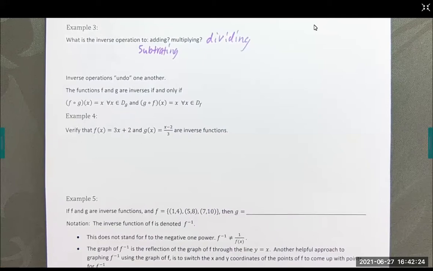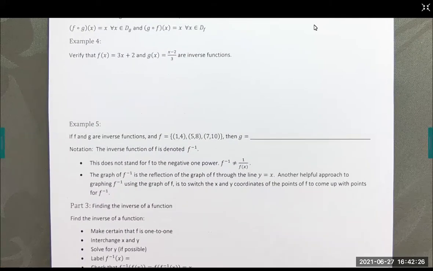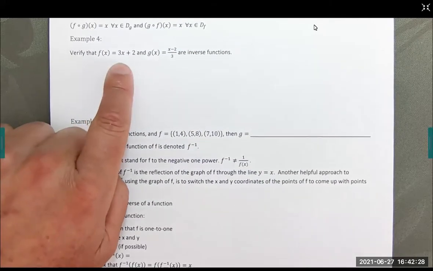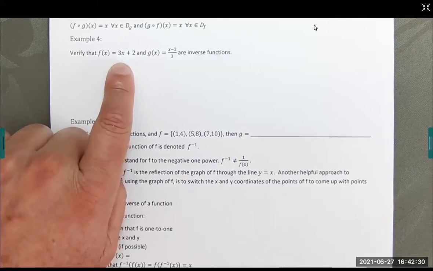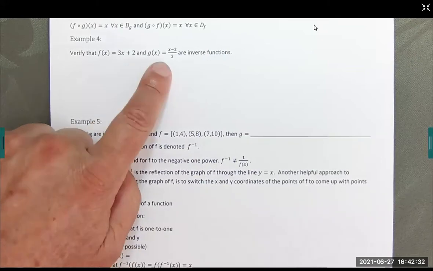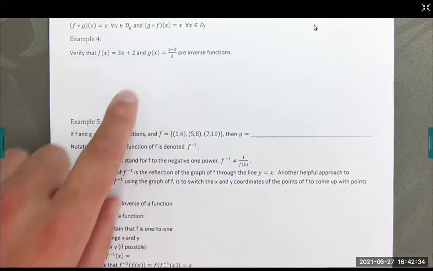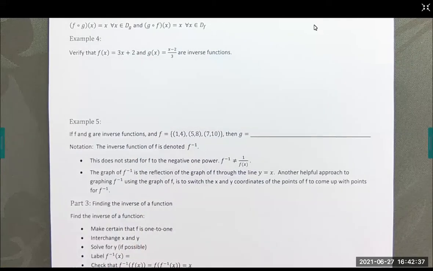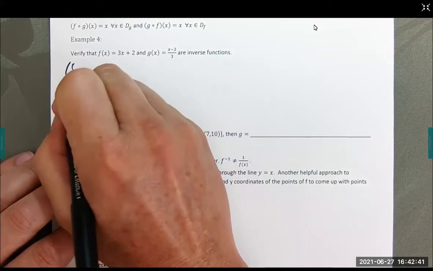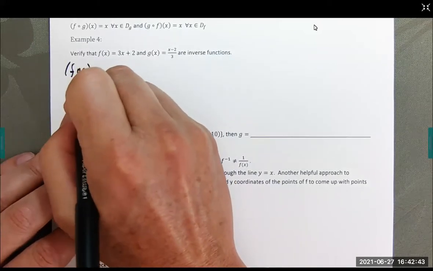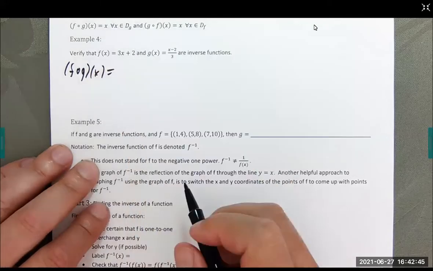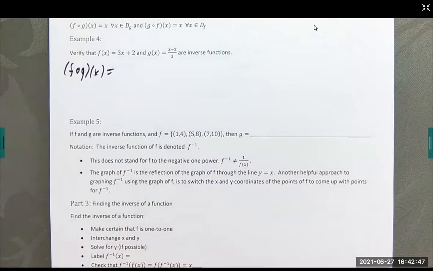So let's start there. Let's verify that these two, now this is a straight line. We have a slope and a y-intercept, and we just saw that these are one-to-one. And this is also a straight line. So these are definitely one-to-one. And we're going to verify that these are inverse functions. So I'm going to composite f composite g of x. And if we play our cards right, the answer should just be x. That means that they're inverses of one another.